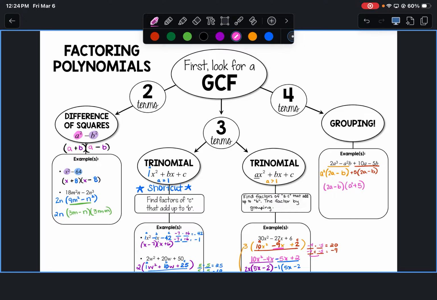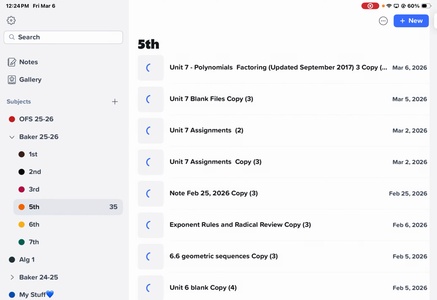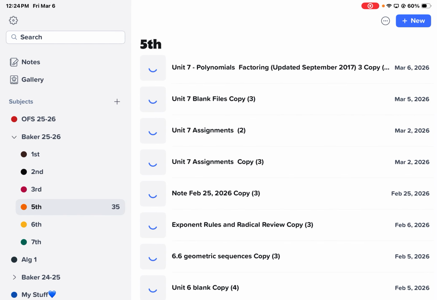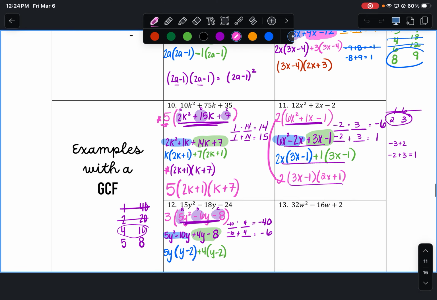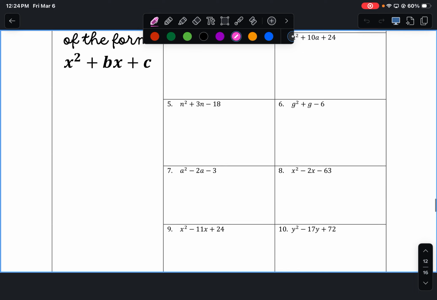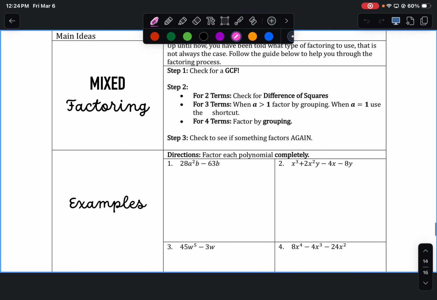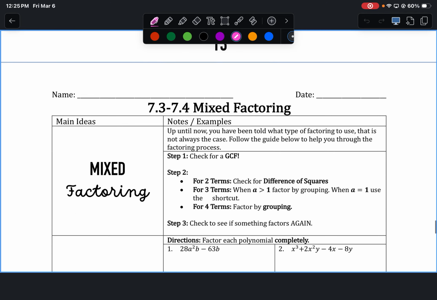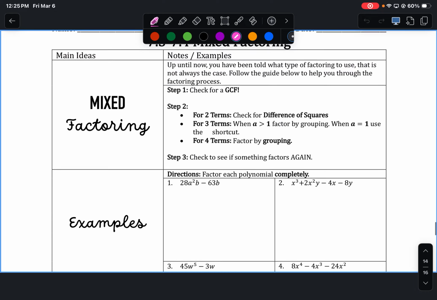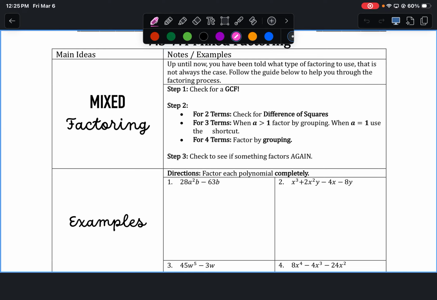And so what we're going to do is go through the mixed factoring section of our notes, which is the 7.3, 7.4 page. And we're going to look at the even questions together today. I have already recorded me going over the odds. What page is it? It is page 14 and 15. So we're going to go over the evens together, and then I made a recording of me doing the odds. We're going to focus just on the evens for now.